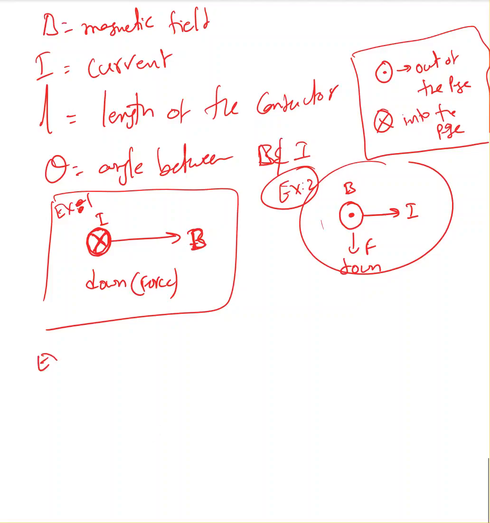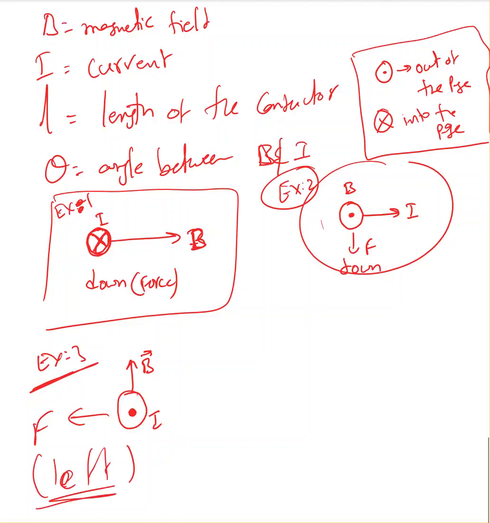Here is the third example, example 3. I don't know why I'm choosing all towards down. Let me choose this direction. Here is my current coming out of the board, and the magnetic field is going in this direction. B is going to be in that direction. Now tell me which direction the force is going to be on this conductor. If you look here, place your middle finger towards up, and your current is coming out of the board. If you look at it, your force is going to be towards left. Okay, thank you.